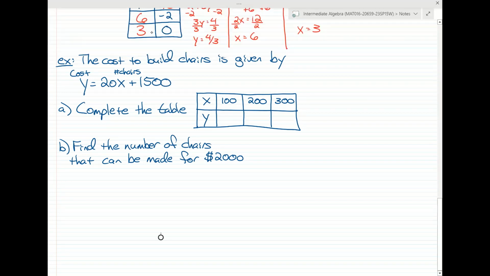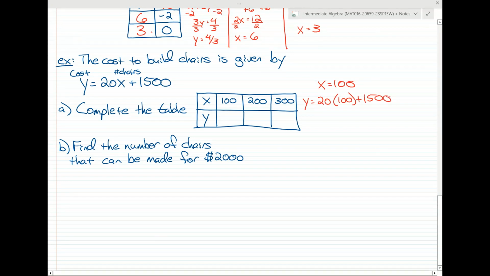All right, so first let's do it if x is 100. If x is 100, we're just going to do 20 parentheses 100 plus 1500. On your calculator, if you type it in exactly like that using parentheses, we'll get the answer. So 20 times 100 plus 1500 is 3500. So that's how much money it'll cost to make 100 chairs.